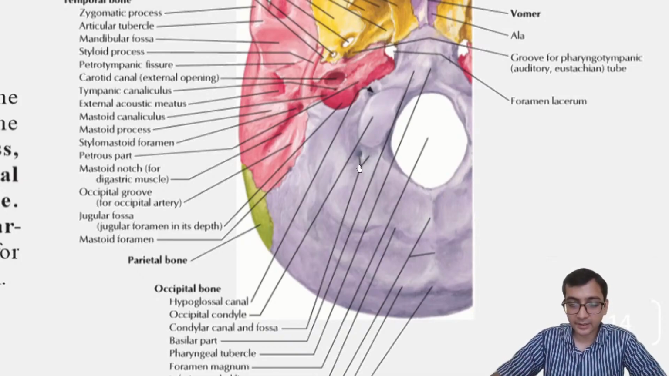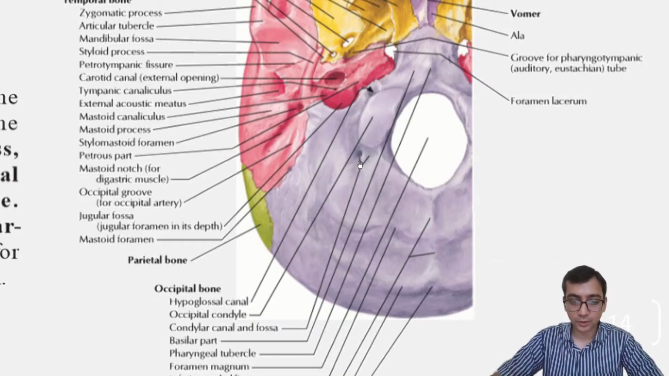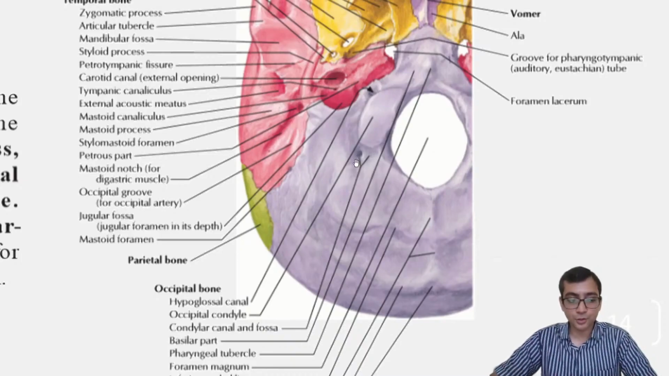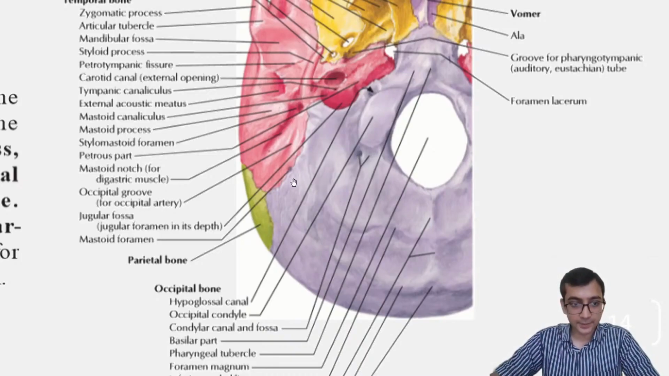Sometimes in some books anterior condylar and posterior condylar are mentioned, that is talking about the hypoglossal and the condylar canal respectively. Because we have given it the name hypoglossal canal, we usually don't say the anterior posterior aspect.